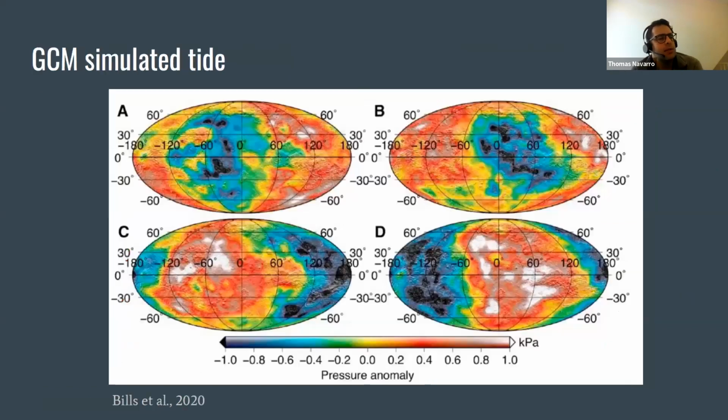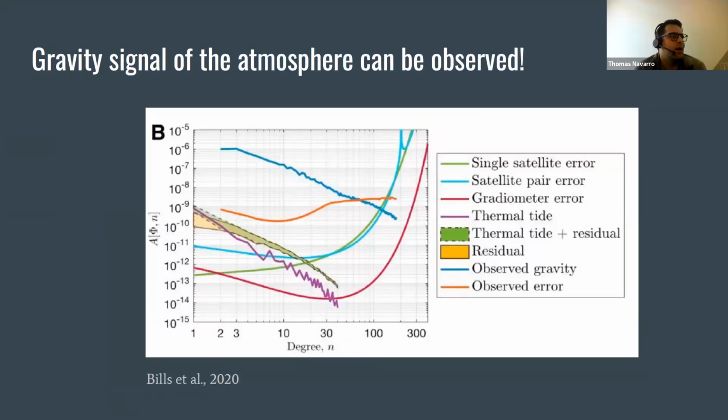So next slide, please. Here is another view of the same GCM, the simulated thermal tide. And here are snapshots where you can see how the overpressure and underpressure move around the planet. So it's quite different from Dobrovolskis because here we take into account surface dynamics and topography. And this was work done by Bruce Bills and myself and my other co-authors. So next slide, please. In which we estimated that the gravity signal of this tide can or will be measured by future missions, in theory.